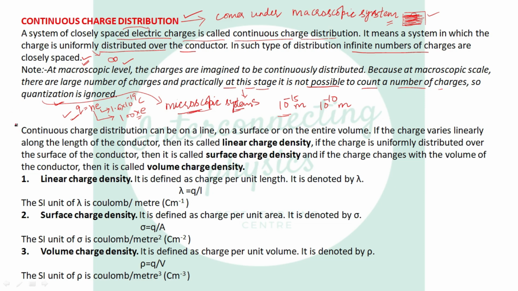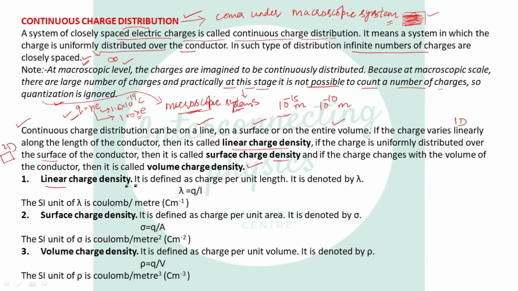So now come to the topic. Continuous charge distribution can be on a line, on a surface, or on an entire volume. If the charge varies one-dimensionally along the length of the conductor, it is called linear charge density. If the charge is uniformly distributed on the surface of the conductor, that is two-dimensional, 2D, then it is called surface charge density. And if the charge changes with the volume of the conductor, then it is called volume charge density.